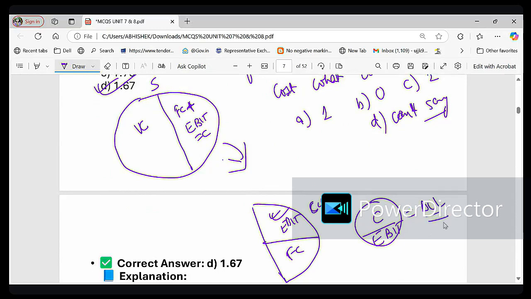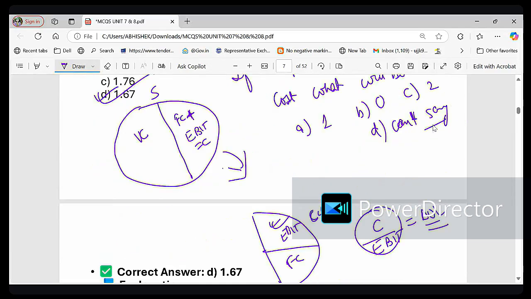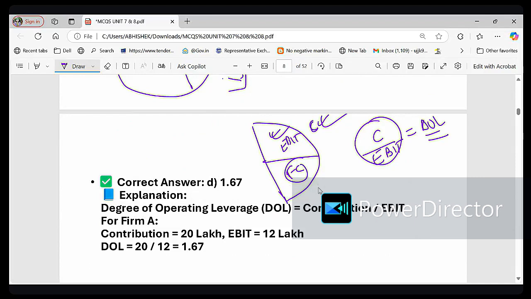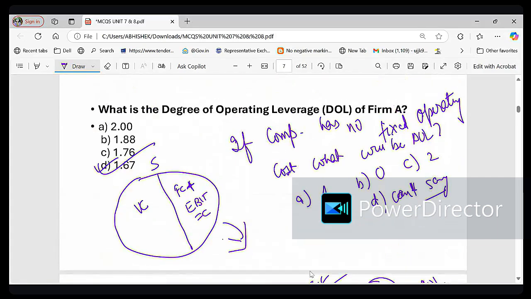Now what I'm asking you is, if fixed cost becomes 0, what will happen? This entire thing will become EBIT, and that is what our contribution is. So contribution will be equal to EBIT, so our DOL will be equal to 1. So the correct answer to this question is option A, that is 1. Is it clear or not?